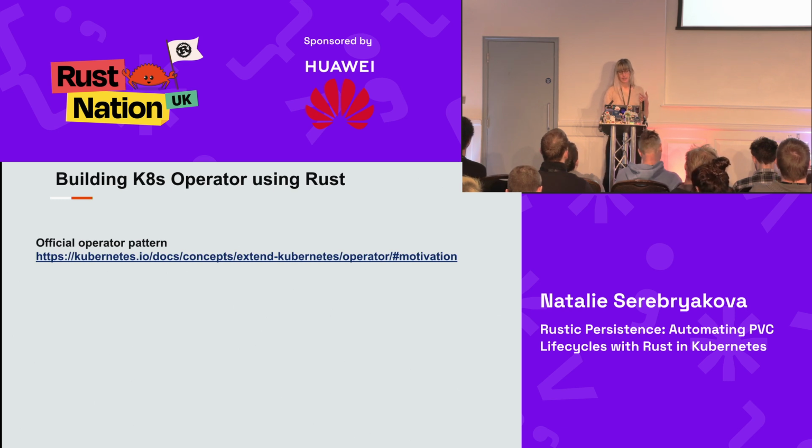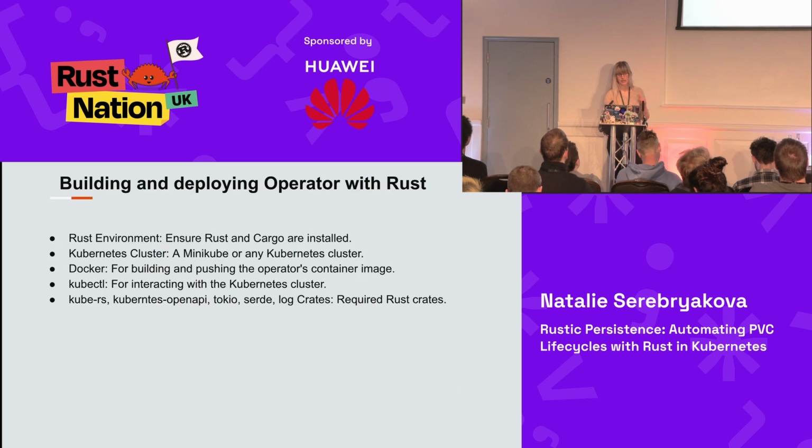So Kubernetes has a page on how you can build the operator. There's a known pattern. What do you need on your laptop, your machine or your server? A Rust environment, a cluster, Docker, kubectl. Kubectl is a CLI tool we use to talk to the environments. It could be different clusters. Usually you have a kube configuration on your machine that has information on how to authenticate with the cluster. And the other things I use are Tokio and Serde, and log crates. That is pretty common. I'm sure everyone here is familiar with them.